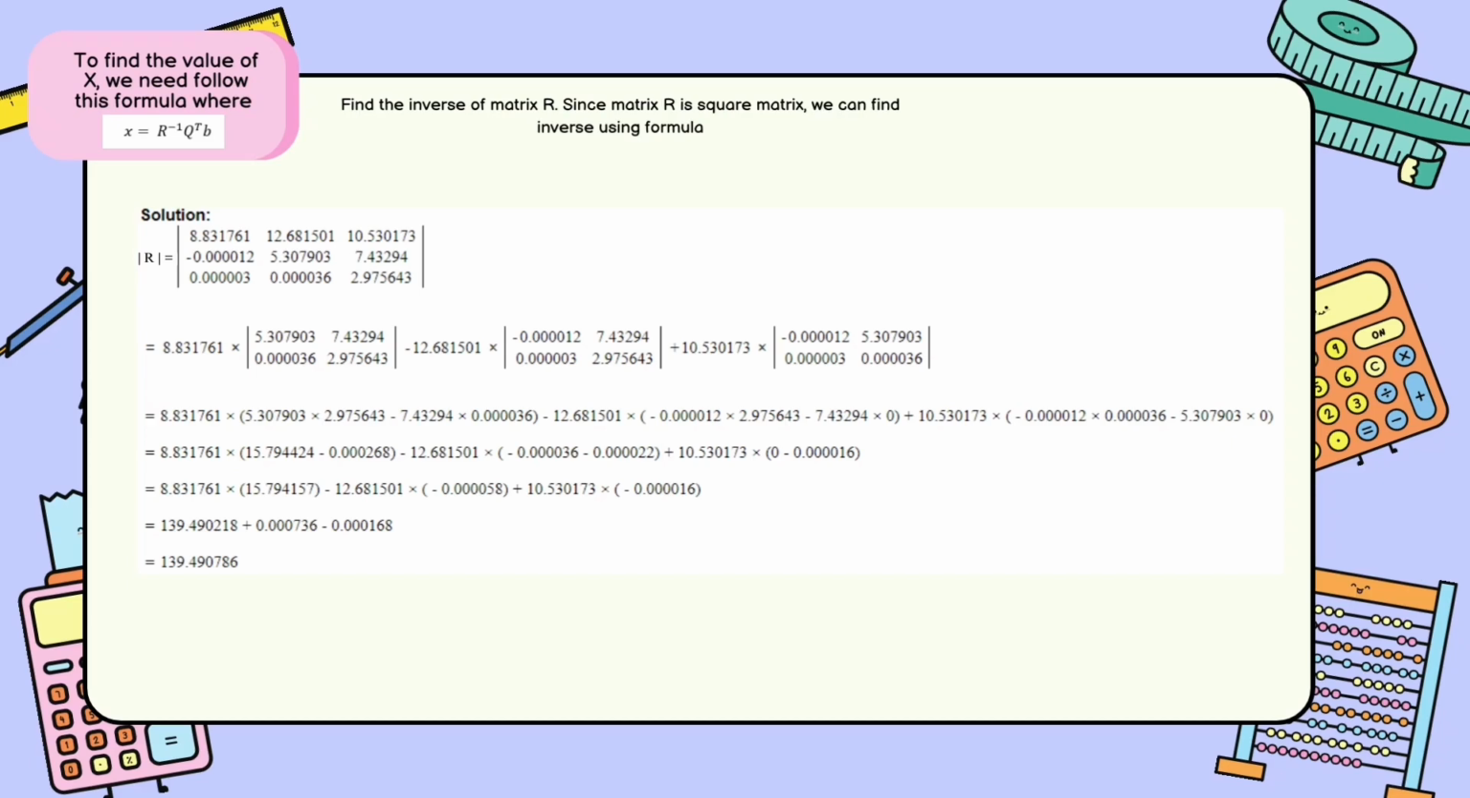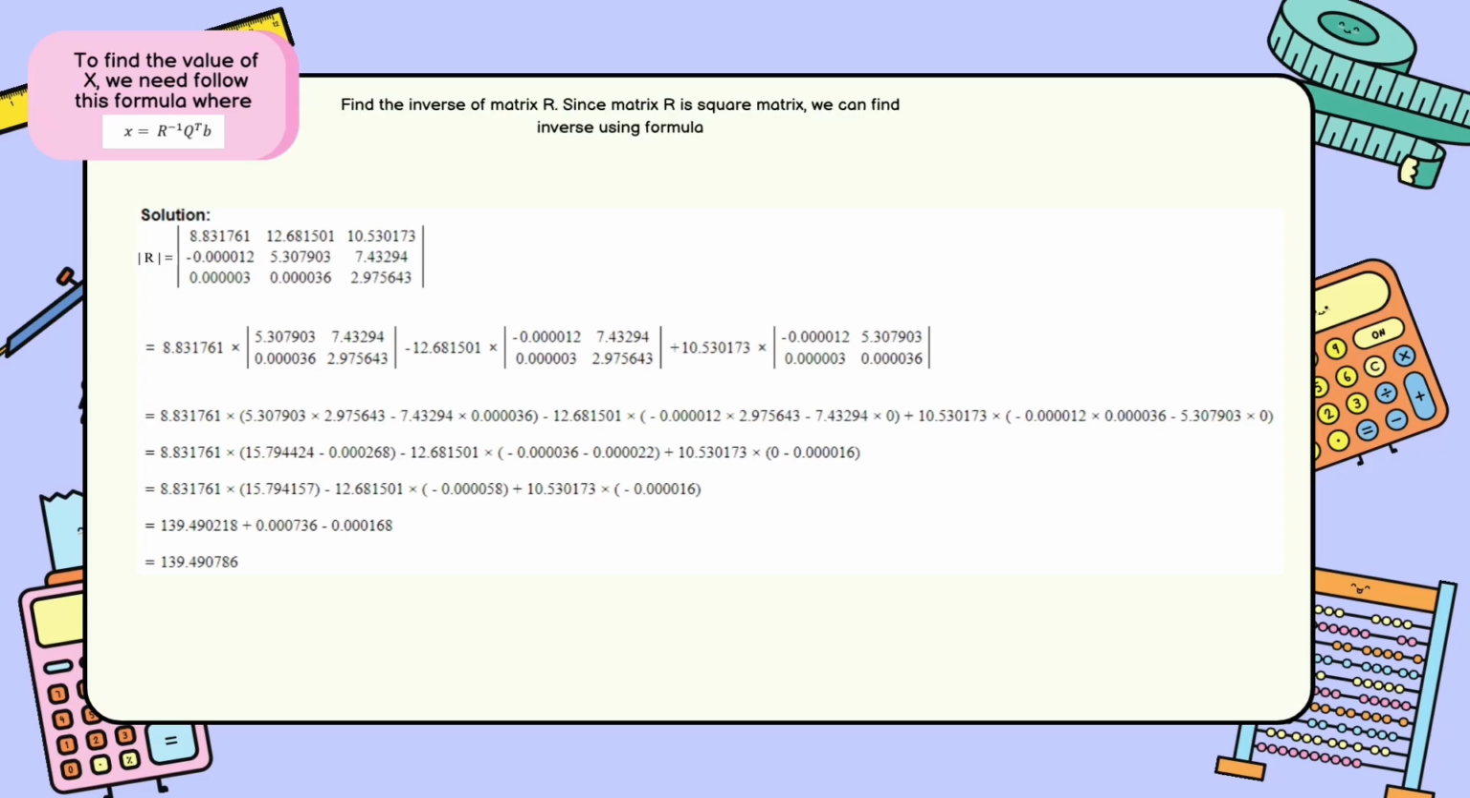So we need to find the inverse of matrix R, which we have already found. Since matrix R is a square matrix, we can find the inverse using the formula where R inverse is equal to 1 over the determinant of R multiplied by the adjoint of matrix R. At first, we find the determinant of R. After we perform the calculation, the determinant of matrix R is equal to 139.490786.